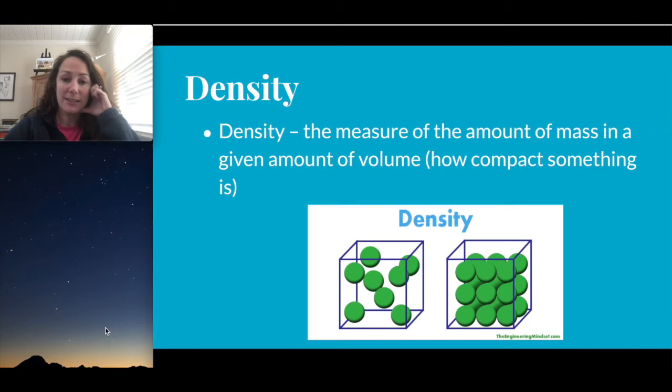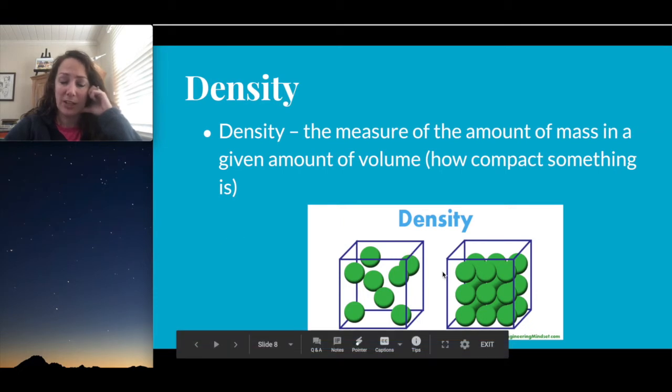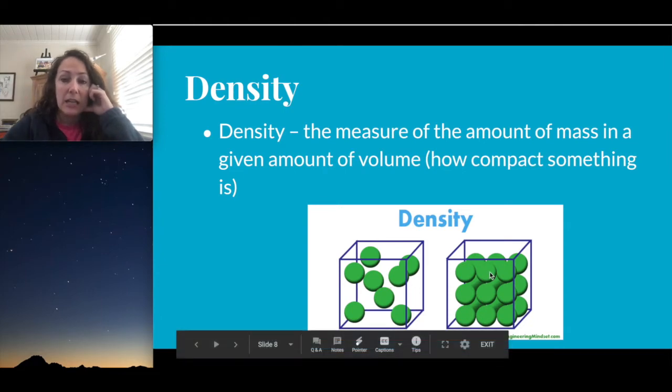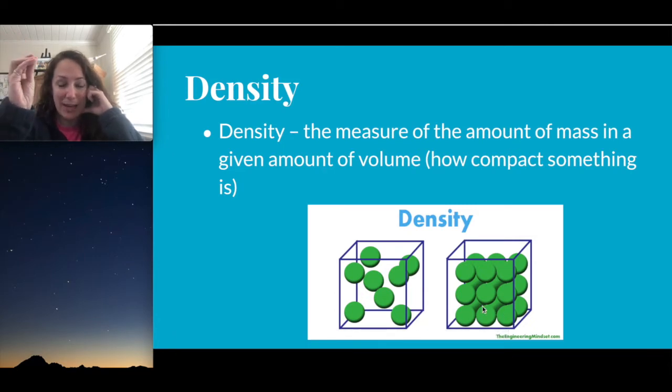So for instance, here's two cubes down here. One of them has particles in it, okay, and it makes the shape of a cube, but these particles aren't very tightly packed, okay? This cube, however, has all of its particles very neatly and very tightly packed into that cube. It's kind of like, let's talk about COVID, okay? It's kind of like COVID.